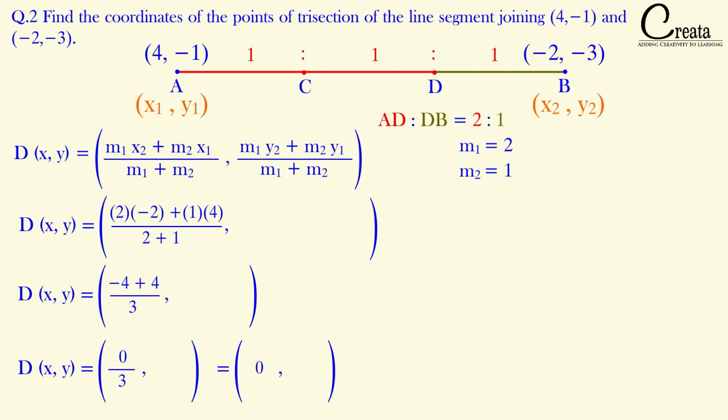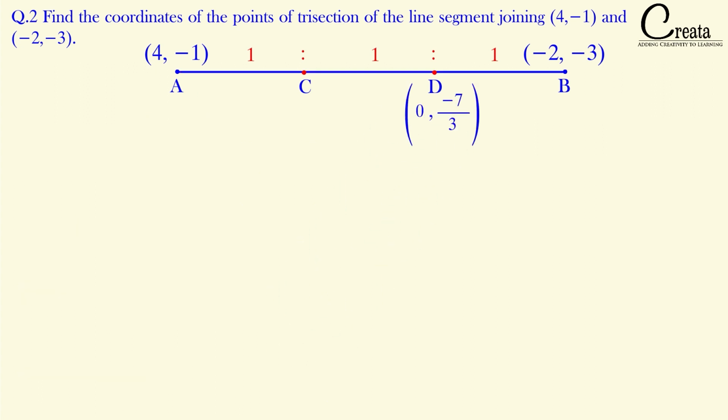Further, in the similar way, we can get the coordinate y. We know all the inputs. Let's put the value. On solving, we got the coordinate of y as -7/3. We got the x and y coordinates of point D, that is (0, -7/3). So we got the coordinate of point D. Let's find the coordinate of point C.